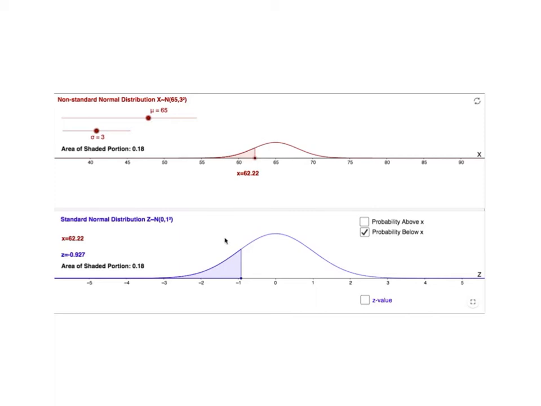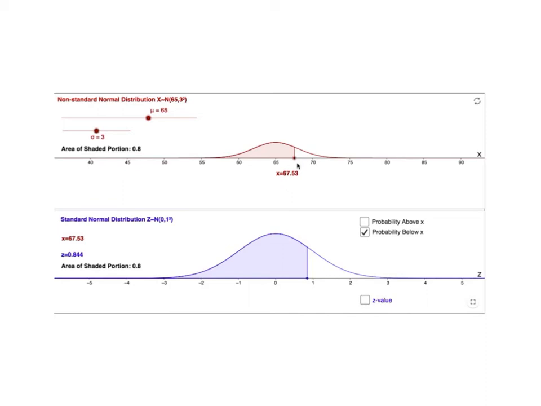It makes sense, for example, if I take here an area to the left as being 18%, the corresponding value on the Z distribution, or standard normal distribution, to have the same area to the left. Therefore, I'd say that 62.22 corresponds to minus 0.927. And if I keep moving this, I will say 63.04 corresponds to minus 0.654, and so on. So that's how the two distributions are related.